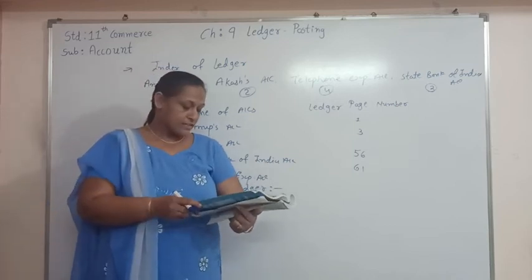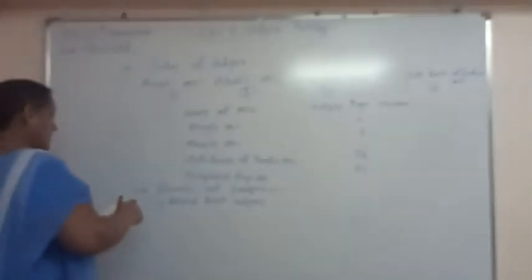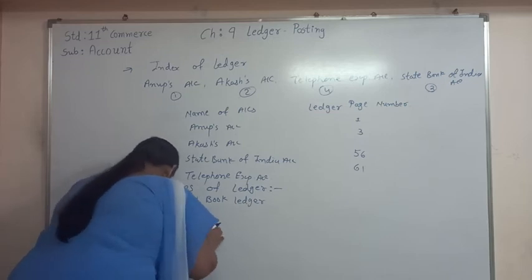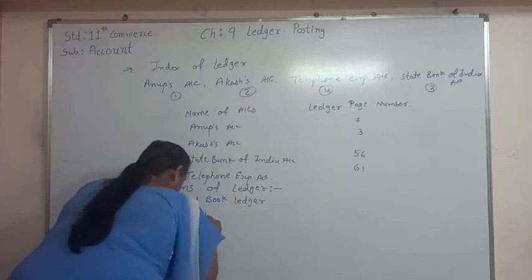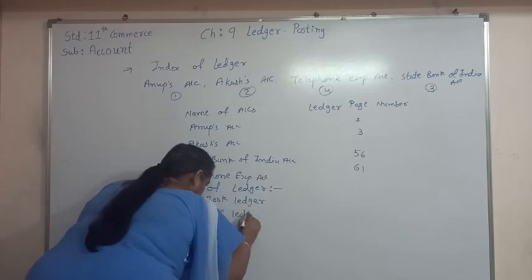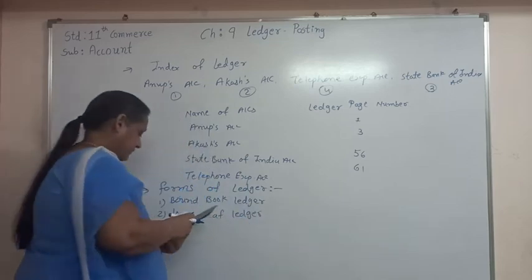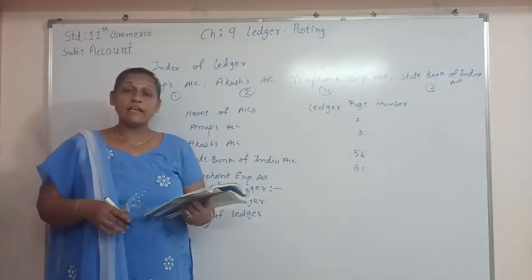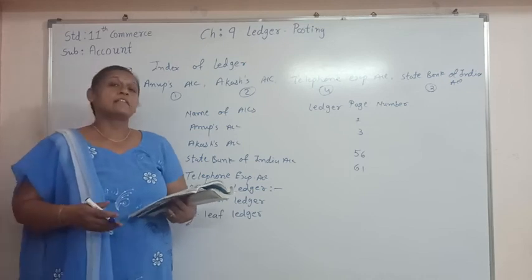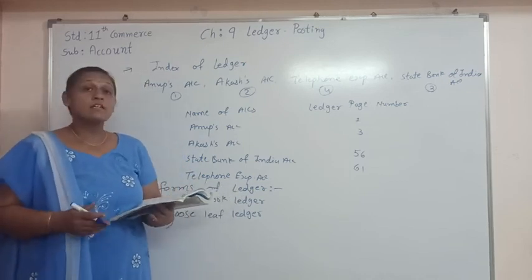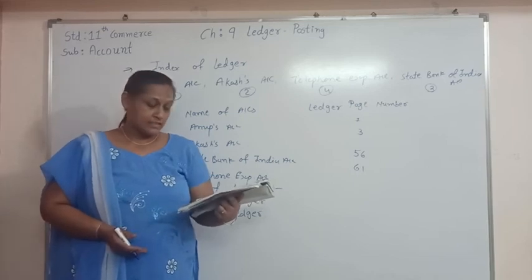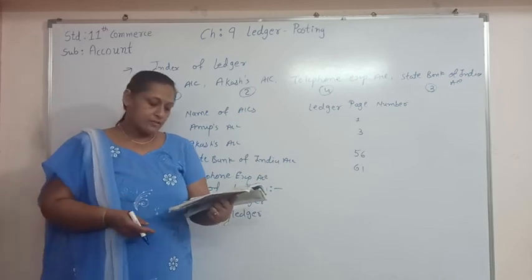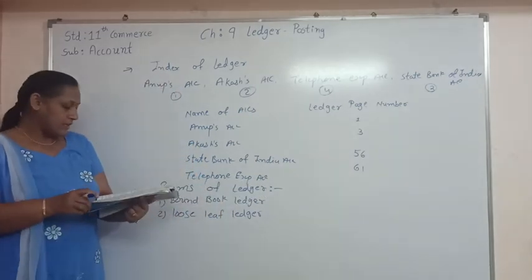The second ledger is a loose leaf ledger. Where a leaf is added whenever a new ledger is needed, that can be added in a ledger, that is called loose leaf ledger. So if there is a need for more accounts, they can be added, that is loose leaf ledger.